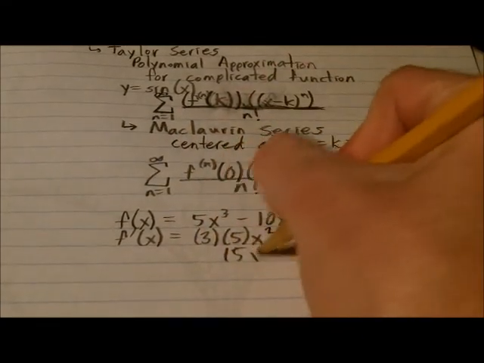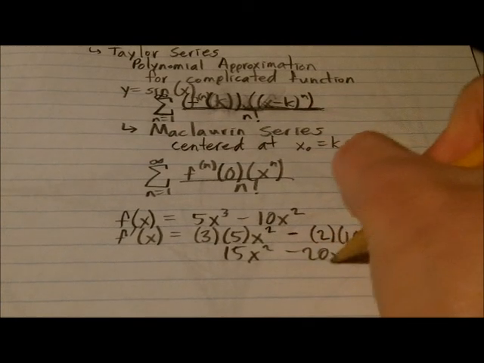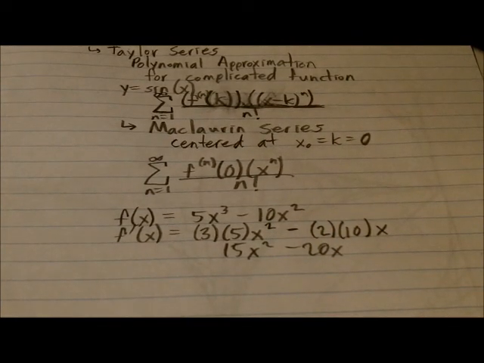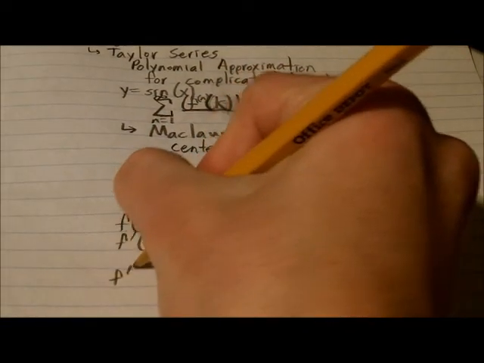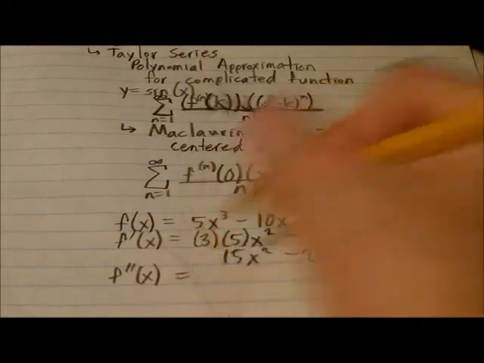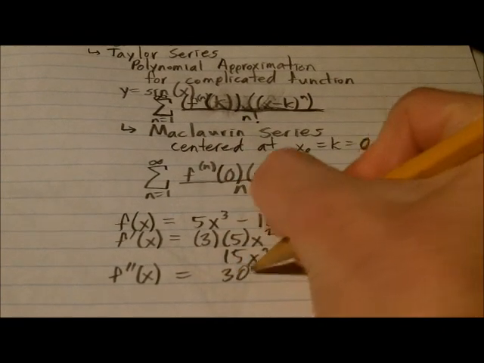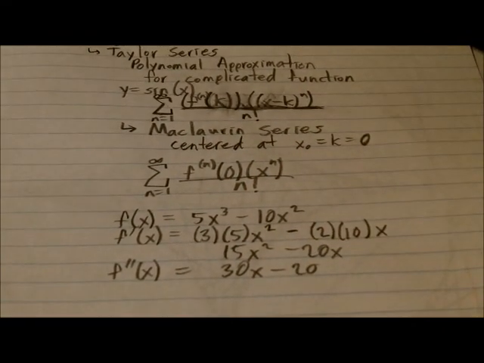Simplifying that, we get 15x squared minus 20x. And that is our derivative. So f prime of x equals that. Now, we can say f double prime of x, find whatever that is. I'm sure that's probably 30x minus 20, yep.